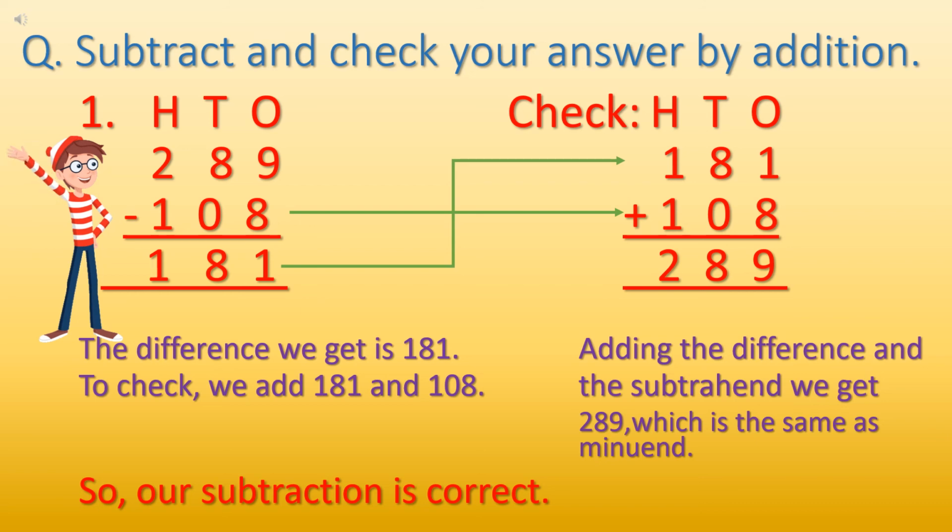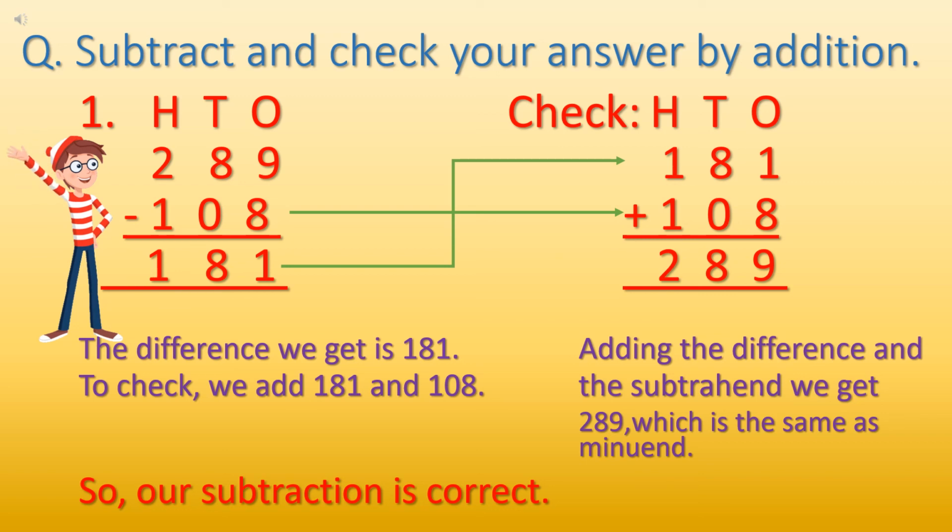Next, we will add tens place. 8 plus 0 is 8. And in the end, we will add hundreds place. That is 1 plus 1 equal to 2. So, we have got the sum 289.